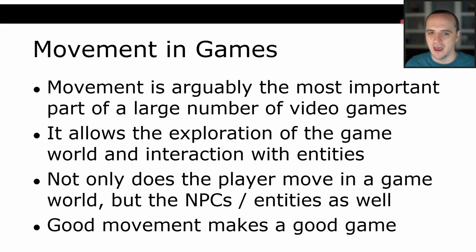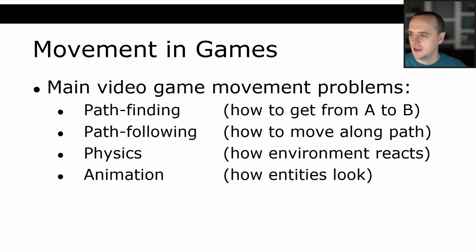As an introduction to AI in games, since movement is the most important thing, let's talk about movement first, since this whole course is about game AI. So here are the main video game movement problems that you have to solve. If you're making a game that has a lot of NPCs walking around, there are 4 main problems related to movement that you want to implement and solve in your game. The first one is called pathfinding. If you're at location A in the game and you want to get to location B, you have to somehow calculate a path of how to get from A to B.